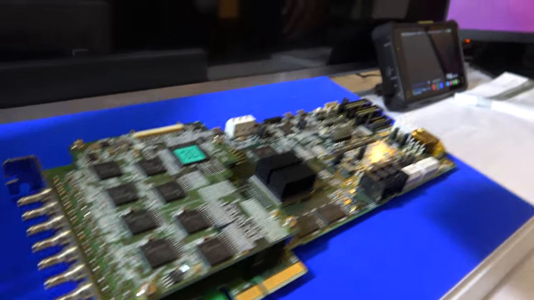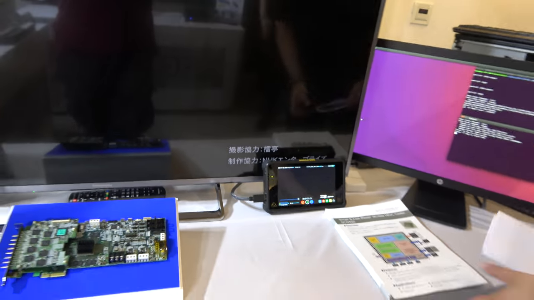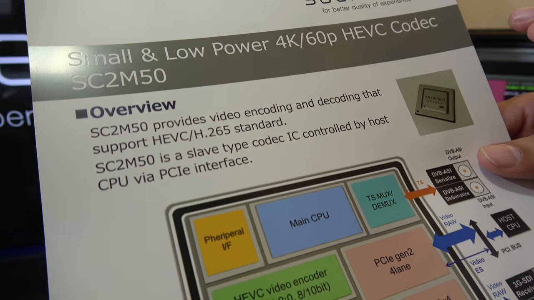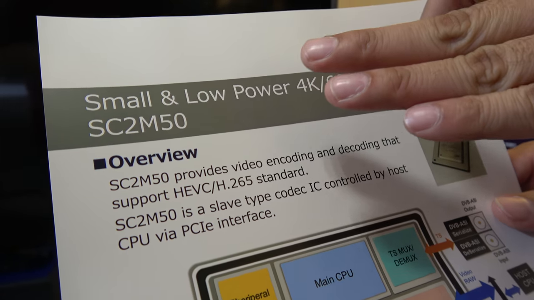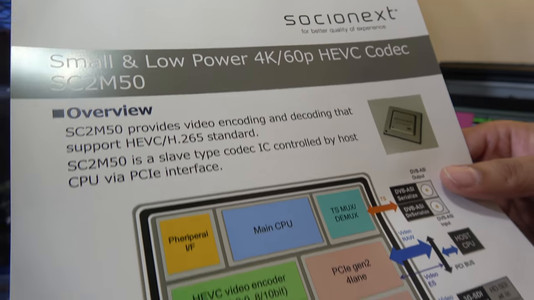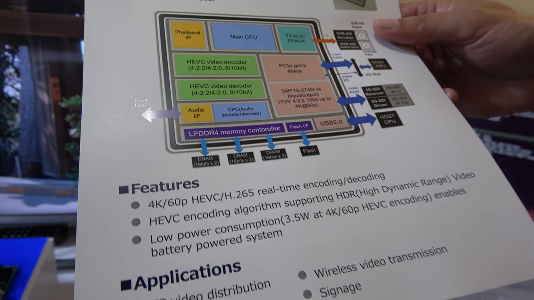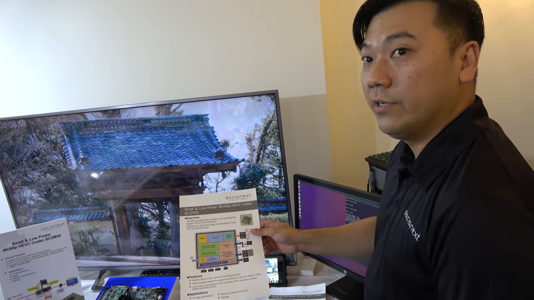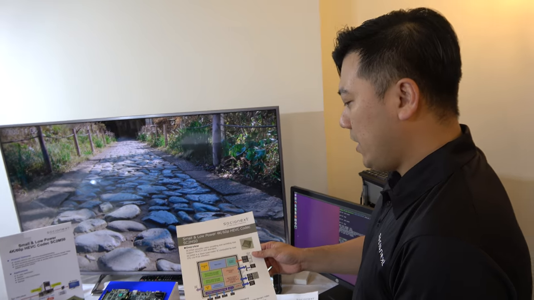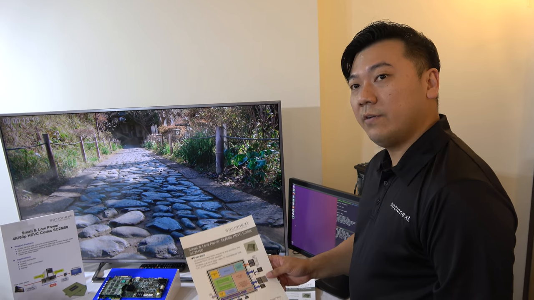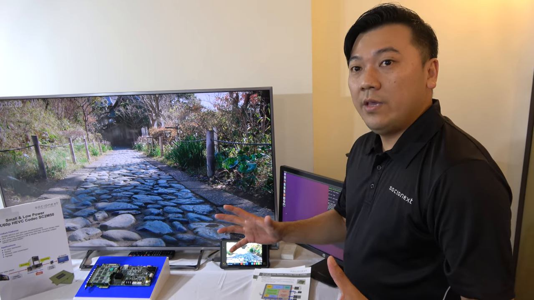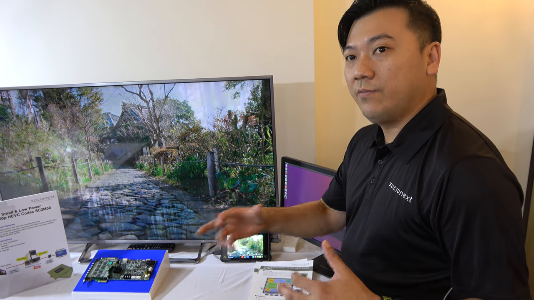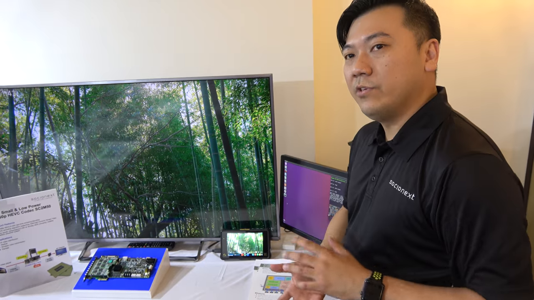So, what is it for? This is the single chip HEVC codec. We call it SC2M50. So it can do the HEVC video encoder and video decoder. Is it for a set-top box? It's for head-end, these kind of things, or Pro AV when you have a closed environment to transmit a very high resolution video file.